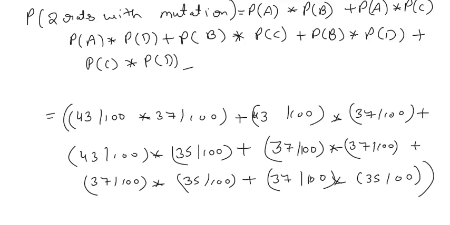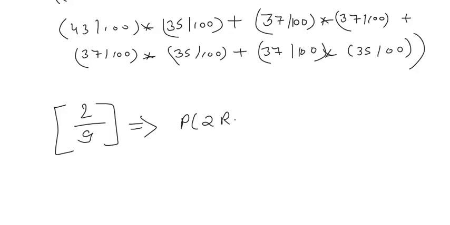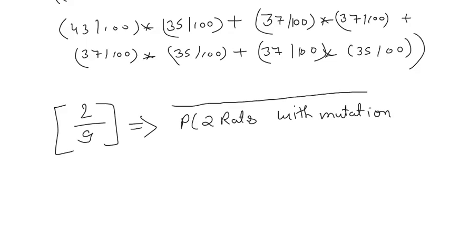So adding these together after multiplication, what we will get? We will get as the final answer 2 by 9. This is the answer for rats who having 2 mutation, or we can say probability of 2 rats with mutation. This is our final answer for the given question.